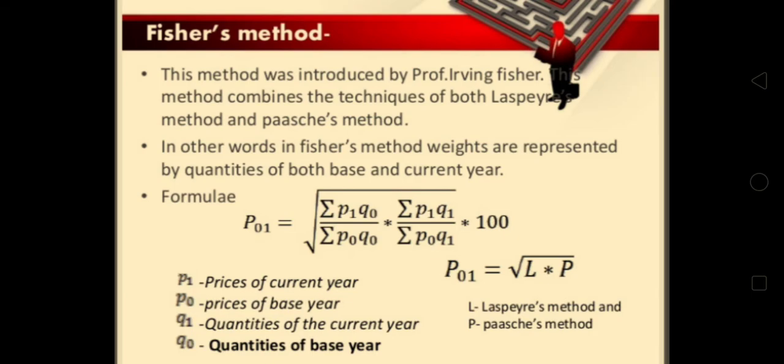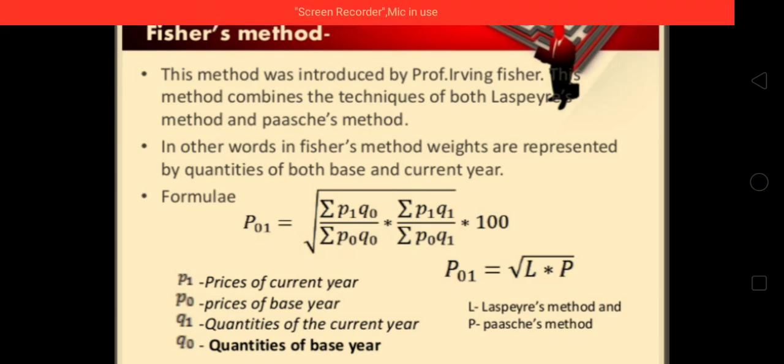Fisher's method is there again. It is the third method. This method was introduced by Professor Irving Fisher. This method combines the techniques of both. Means Fisher's method is best as compared to the first and second one, because in this both of these are used combined. In other words, in Fisher's method, weights are represented by quantities of both base as well as current year. The formula is P01 is equal to square root of sum of P1 Q0 divided by sum of P0 Q0 into sum of P1 Q1 divided by sum of P0 Q1 into 100. Okay, means in Fisher's method, Laspeyres' and Paasche's methods are used together. That is why this one is the best one.